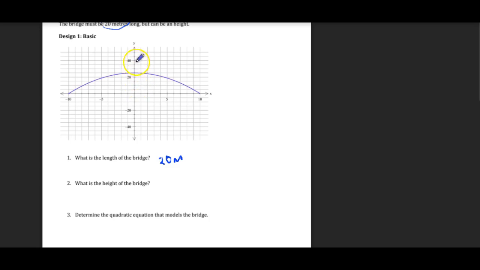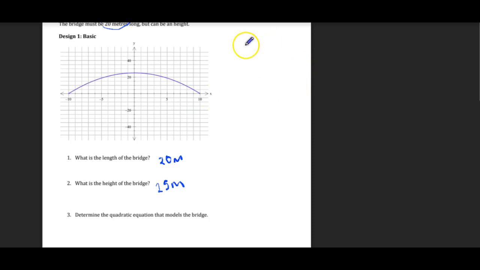So we're going up by 20. So halfway is 30. So each individual tick is 5. So the height of your bridge is 25 meters. And determine the quadratic equation that models the bridge. So you can do it in any form. So factorized form, expanded form, or turning point form. But I always think turning point form is the easiest. So I'm going to do that.